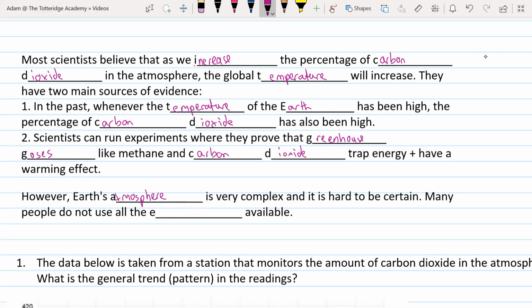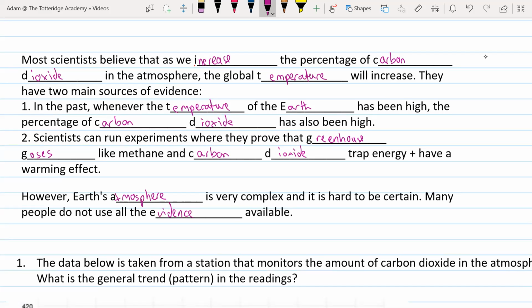Many people do not use all the evidence available. So there are some people who say, yeah, recently the temperature has gone up quite a lot, but the Earth's temperature goes up and down naturally. That's got nothing to do with us. And yes, recently carbon dioxide has gone up, and again, that's something that happens naturally and it's got nothing to do with us. There are people who believe that.